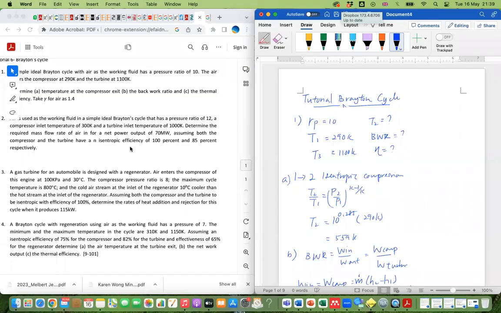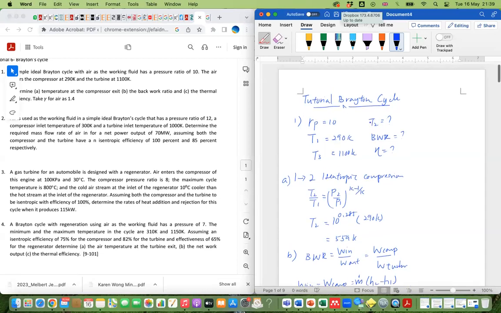Hi everyone, let's have a look at our tutorial on the Brayton cycle. The first question is simple: an ideal Brayton cycle with air as the working fluid has a pressure ratio of 10. The air enters the compressor at 290 Kelvin and the turbine inlet is 1100 Kelvin. Determine the temperature at the compressor exit, the back work ratio, and the thermal efficiency.